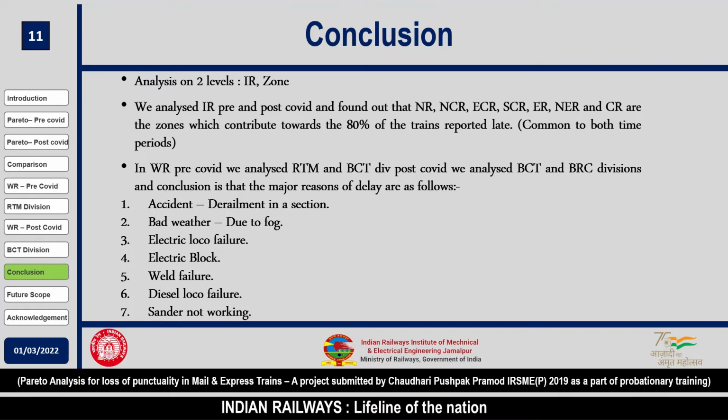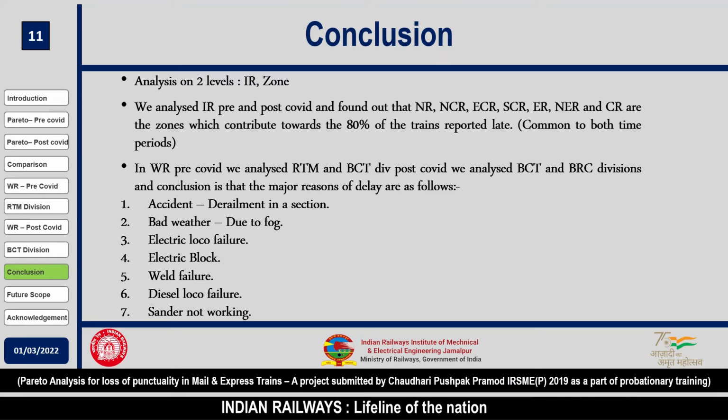Now in Western Railway, pre-COVID we have analyzed the Ratlam and Bombay Central Division, and post-COVID we have analyzed Bombay Central and Vadodara Division. In this presentation, we have only considered two divisions, that is pre-COVID Ratlam Division and post-COVID Bombay Central Division. And some of the major delays that are caused are due to the accident, derailment in a section, bad weather due to fog, electric loco failure, electric block, weld failure, diesel loco failure, sander not working.